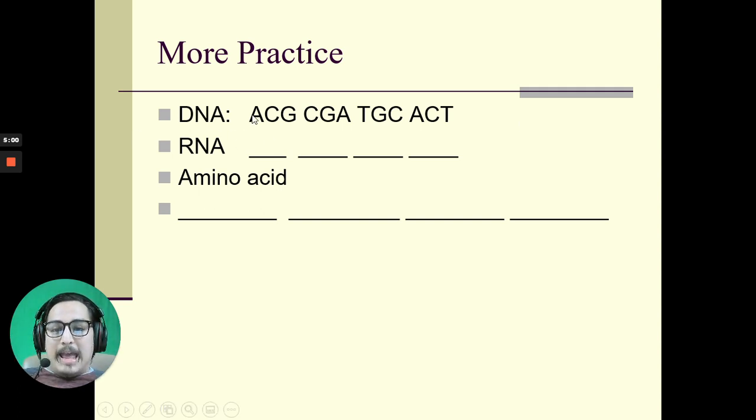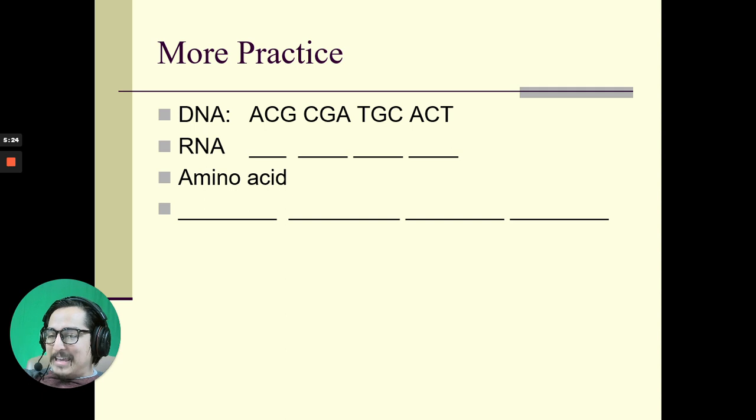So you have ACG, CGA, TGC, ACT. Now you see how it's split into 3? If for whatever reason it's not split, I suggest you draw a line, divide them in 3s. Now the first part, you go from DNA to RNA. We did this yesterday. So what goes with A?